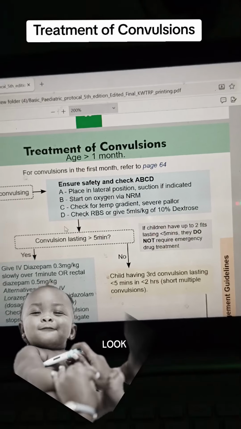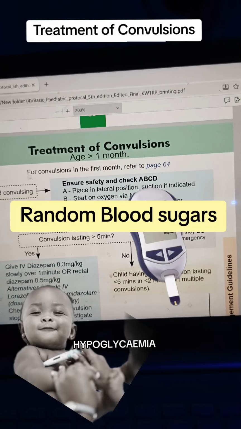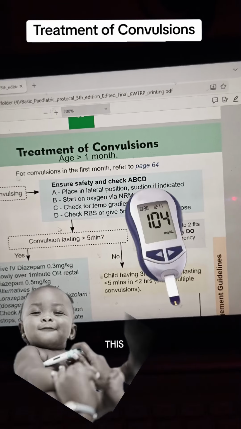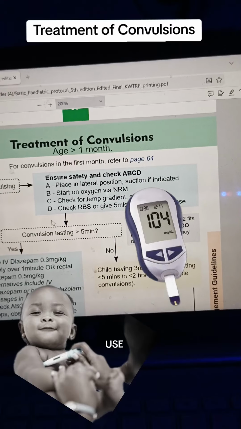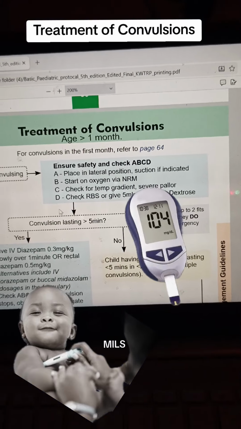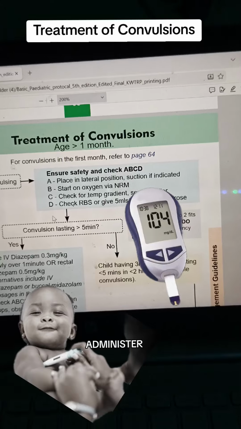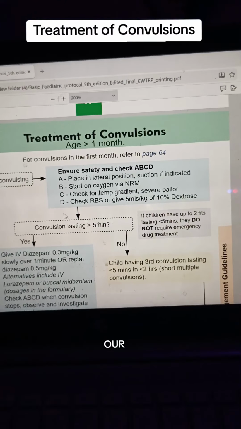Then let's say we've done this and the child is still convulsing. We need also to look at the RBS, because hypoglycemia can also bring about convulsions. So if it's low, we give supplemental dextrose. We use dextrose 10%, which is 5 mL per kg. Then we administer that.